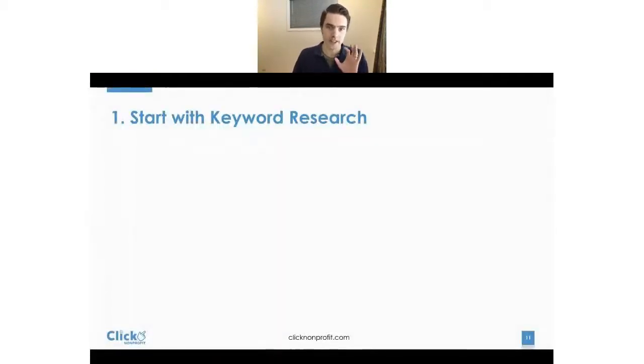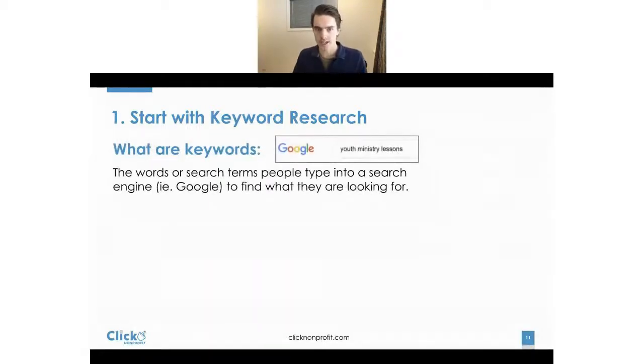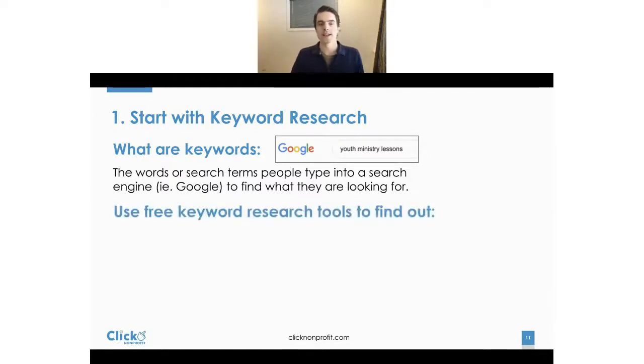So starting with keyword research, this is so important. This is what so many nonprofits miss, is starting here, figuring out what people are actually searching for on Google. So what are keywords? Keywords are the words or search terms people type into a search engine like Google to find what they're looking for. So a keyword, or another word for it, a search term, is what people are actually looking for on Google when they want a question answered or they're looking for something.